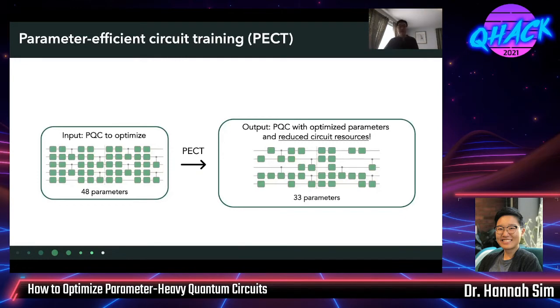And so if the input of your PECT algorithm was the parameterized quantum circuit that you wanted to optimize, by the end of PECT, the output should be the parameterized quantum circuit with optimized parameters, but also with reduced circuit resources, because you're only optimizing a parameter subset at any given point, and that corresponds to circuit substructures with fewer gate operations than the full circuit, as well as potentially lower circuit depth.